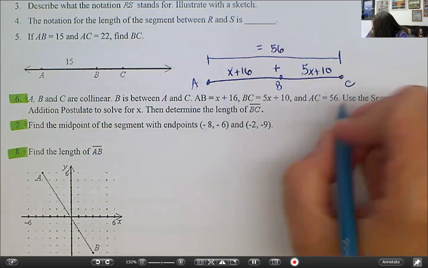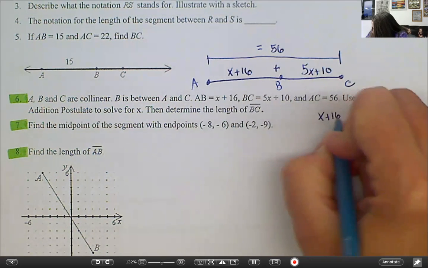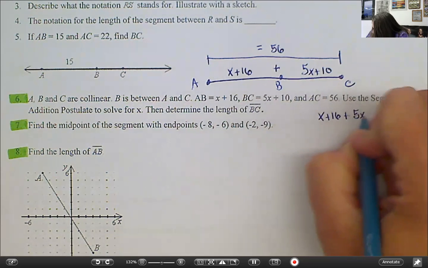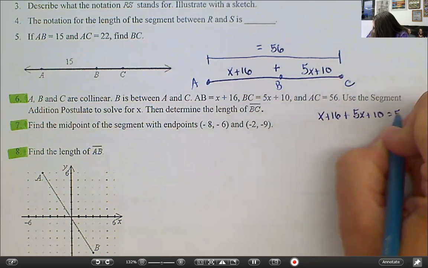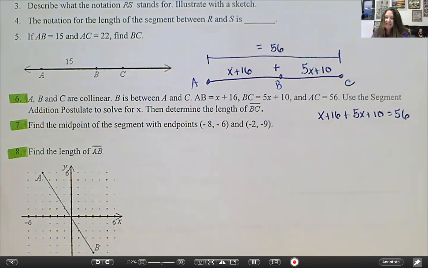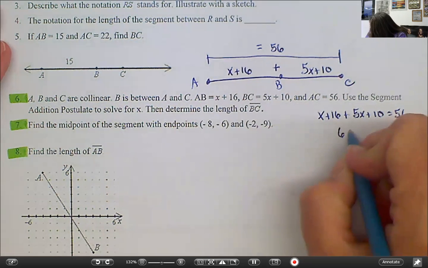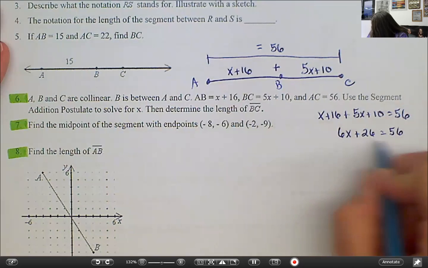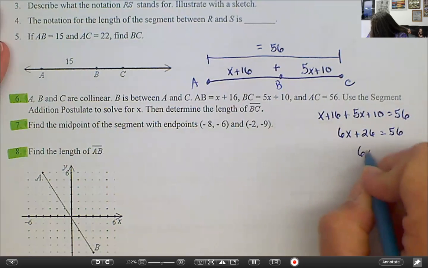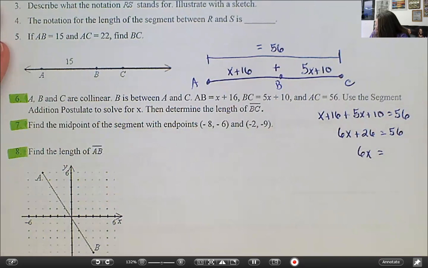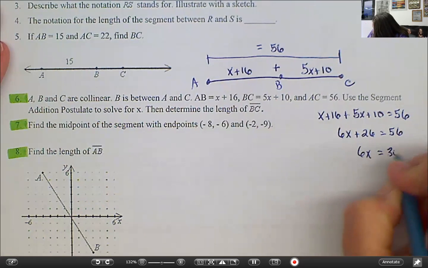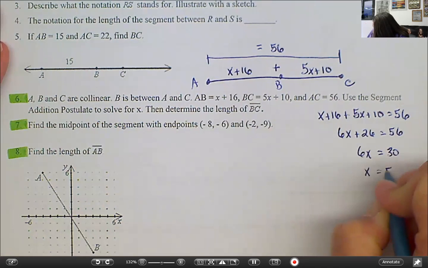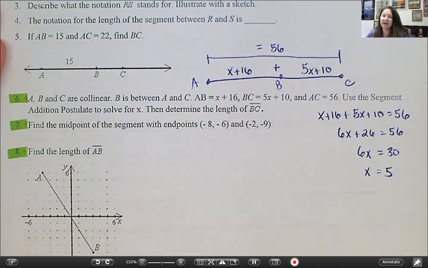So if I wrote this as an equation, it would be x plus 16 plus 5x plus 10 equal to 56. And we can work our way to solve that. So we have 6x plus 26 is 56. If we subtract 26 from each side, we would then be left with 30. Divide by 6, and x would be equal to 5.